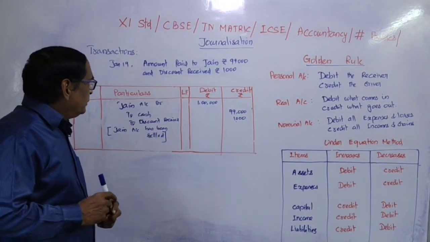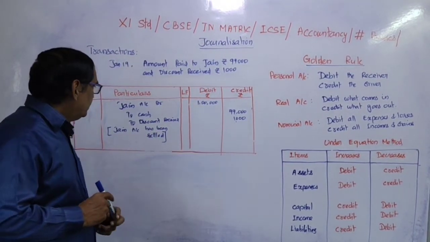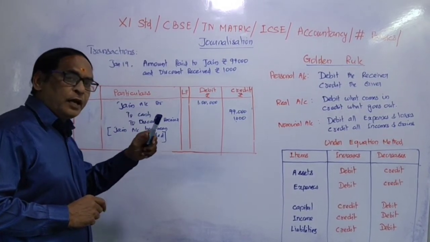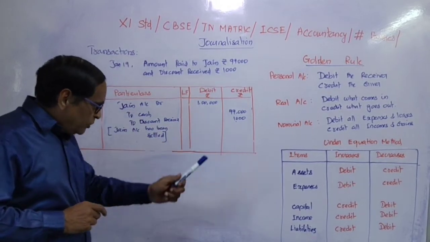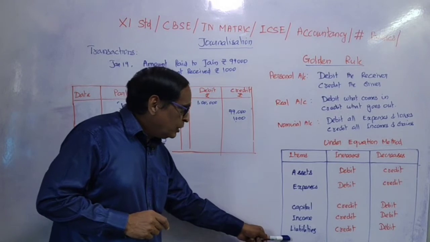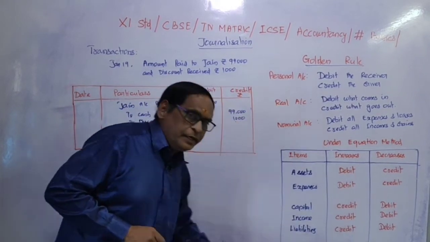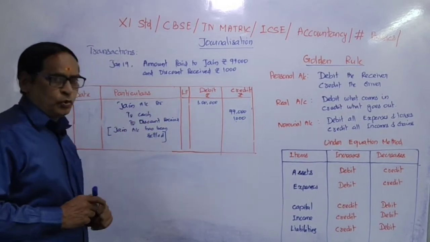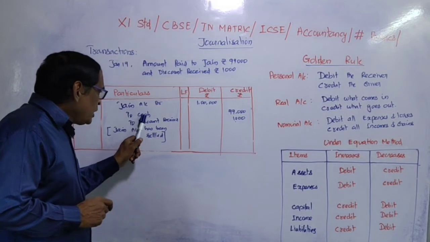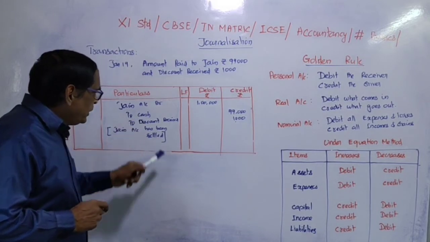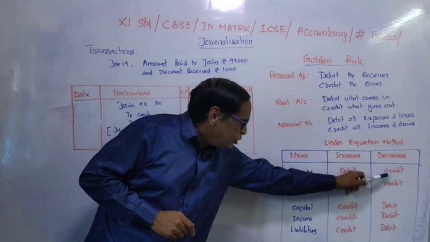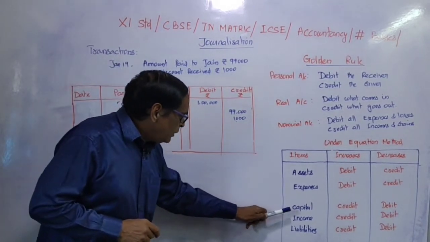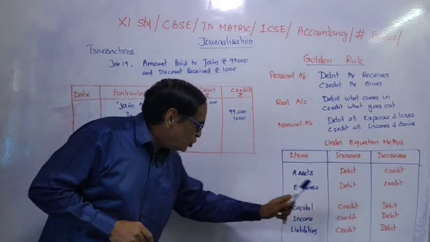Amount paid to Jain. Under the equation method, Jain is a creditor. That balance has been reduced. The creditor balance is reduced, so under the equation method, liability is reduced. If liabilities decrease, it is to be debited. Here Jain liability has been decreased, so Jain account is to be debited. The first one. And then to cash. Cash is an asset. Asset also decreased. If asset decreases, it's to be credited. And then discount received. Discount received is an income. If income increases, that is to be credited.